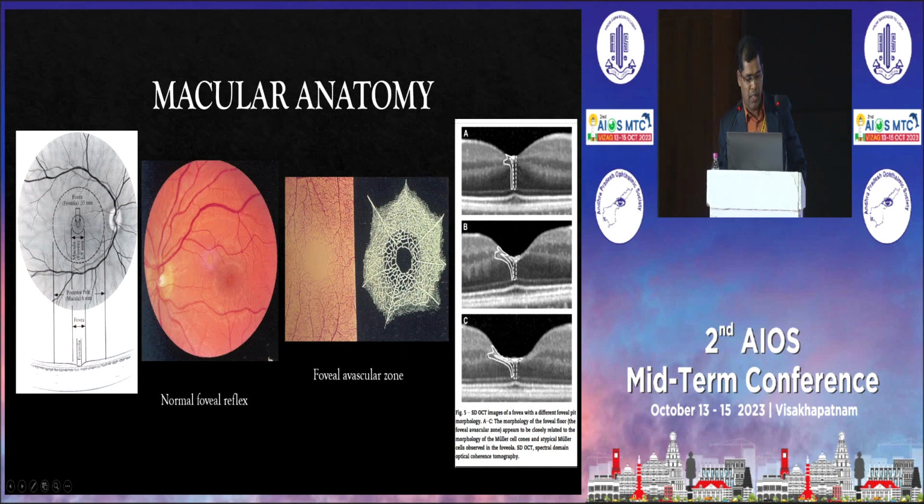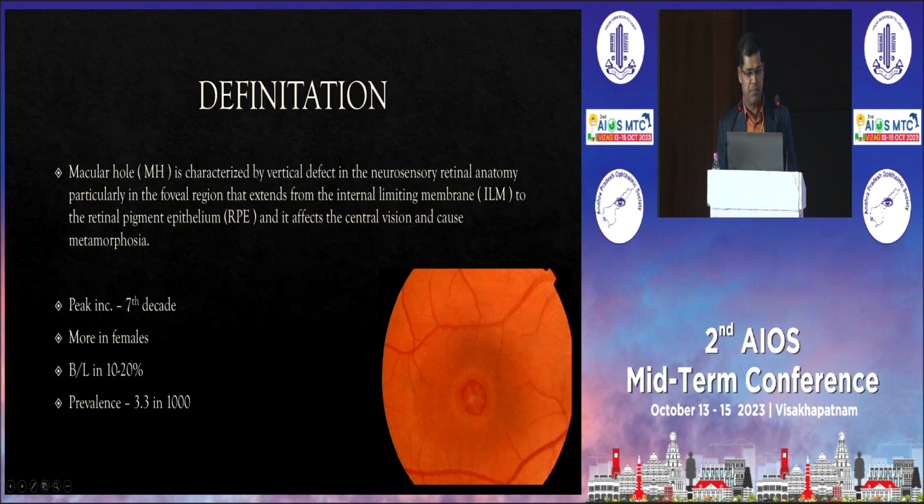So coming to the macular anatomy, this is how the normal fovea looks, and this is the foveal avascular zone. The morphology of the fovea depends upon the arrangement of the Muller cells and cone cells. The definition of the macular hole: it is a vertical full thickness neurosensory defect extending from the internal limiting membrane to the retinal pigment epithelium, affecting the central vision and causing metamorphopsia. Most commonly we see this in the age group of 6th and 7th decade, more common in females than males, bilateral in 20%, and prevalence is 3.3 in 1,000 population.